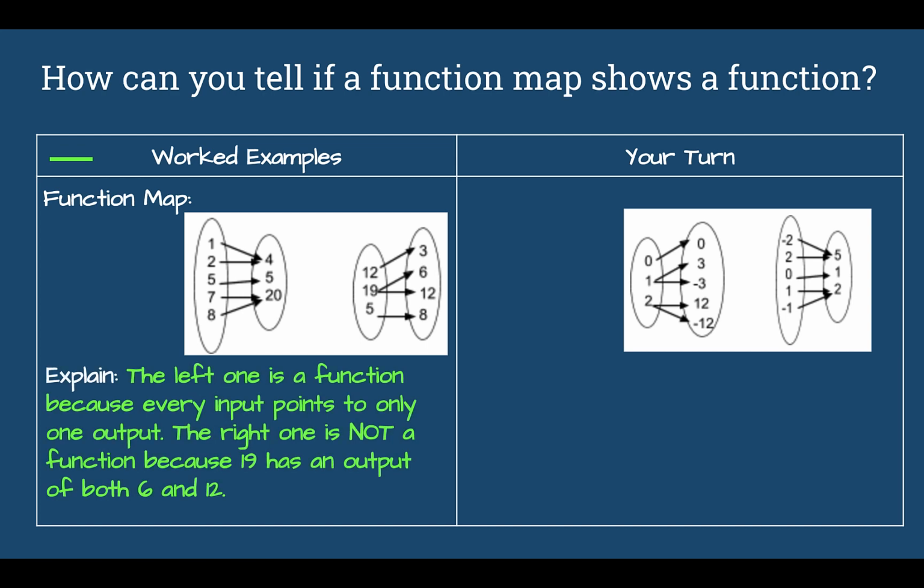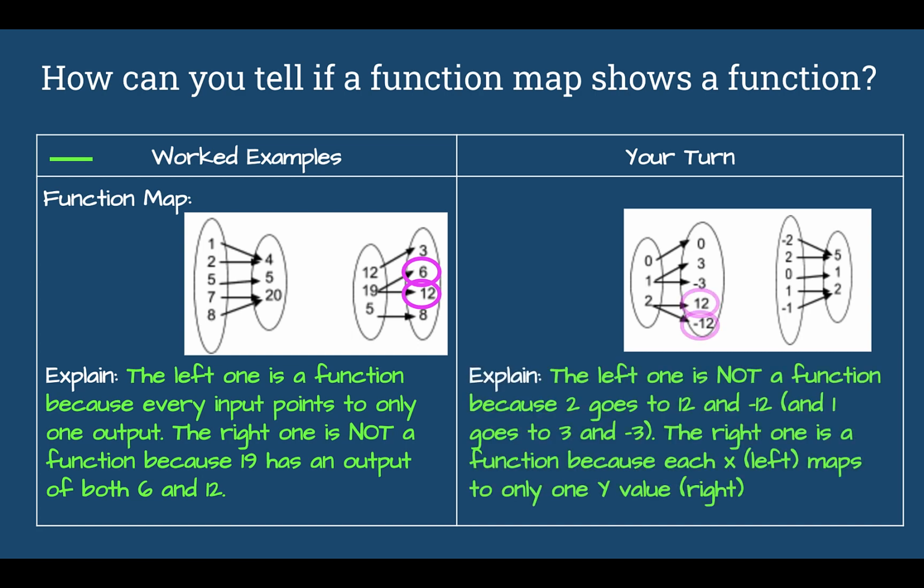Okay, so the left one is a function because every input on the left points to only one output on the right. And then the right one was not a function because 19 goes to 6 and 12. Now it's your turn again. Pause the video and determine if these function maps show a function or not. Here are your answers. Read through and determine if you did it correctly.